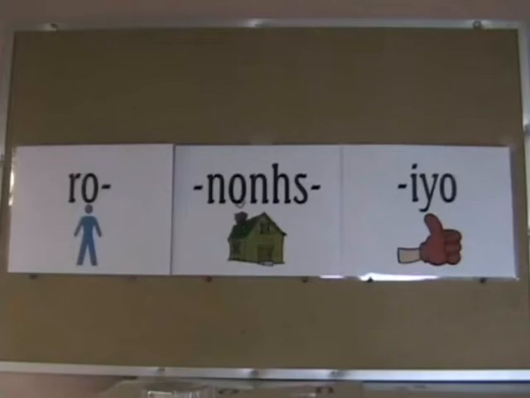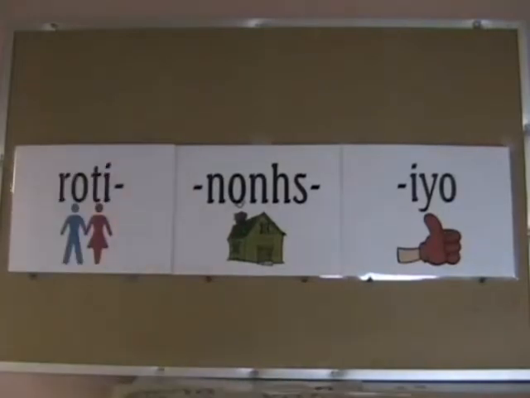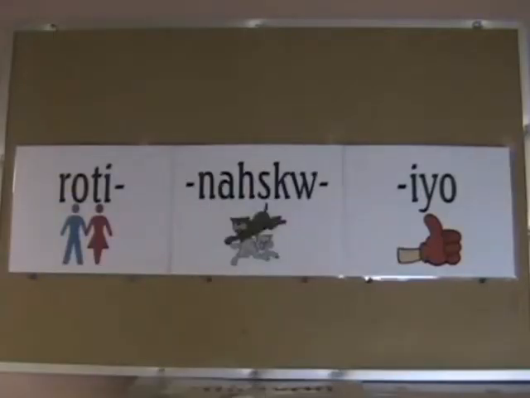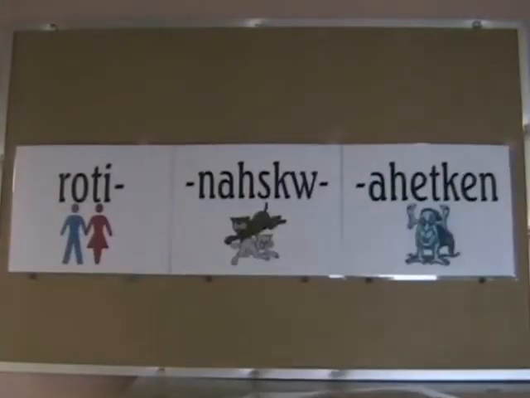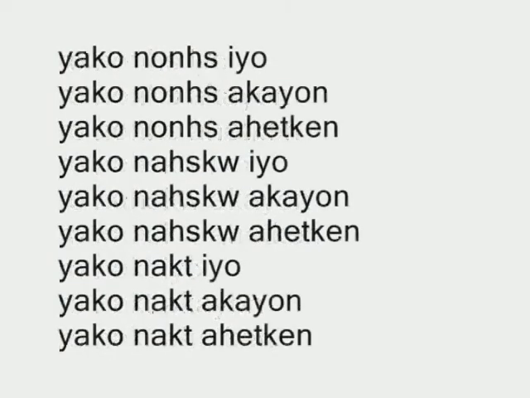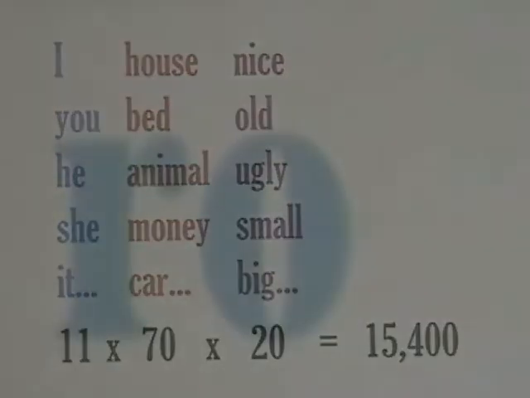They also learn how to substitute she for he, and they for she, and bed for house, and animal for bed, and old for nice, and ugly for old. Students learn how to create a large number of words from a small number of roots. For example, in just a few weeks, students learn how to combine 11 prefixes, and 70 noun roots, and 20 verb roots, a total of 101 roots that can be together combined to create more than 15,000 words.